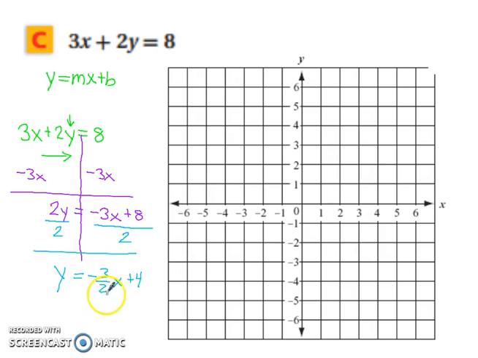Well, now we can graph it. So we start at 4, and we're going to go down 3, 1, 2, 3, and to the right 2. We can also go up 3 and to the left 2, and then connect them with a line.